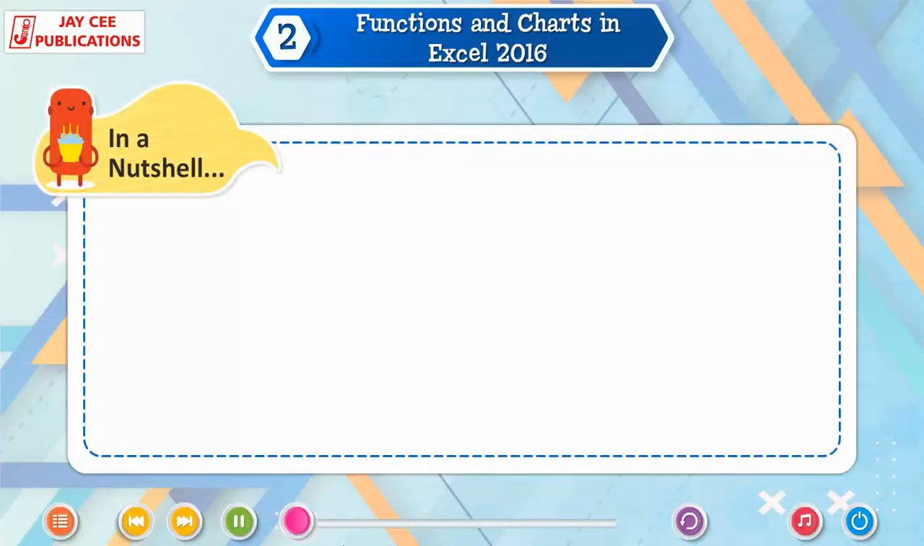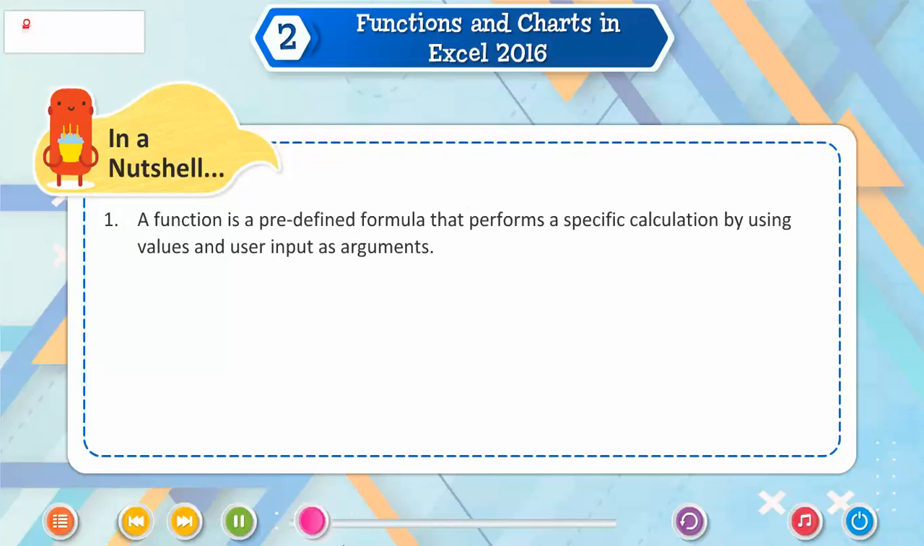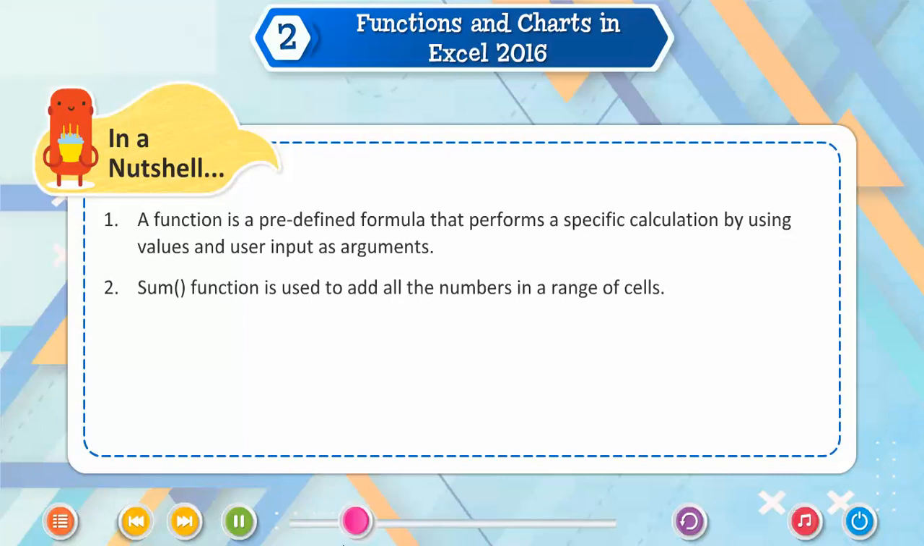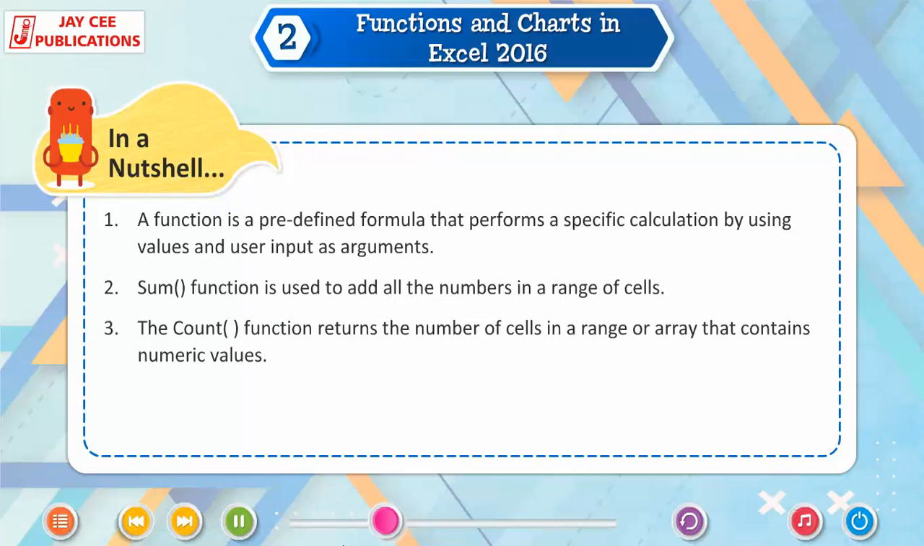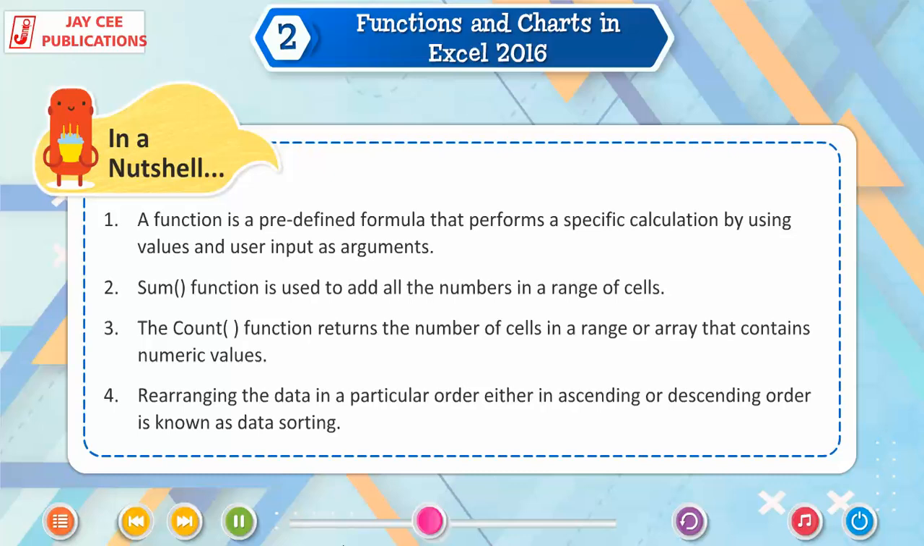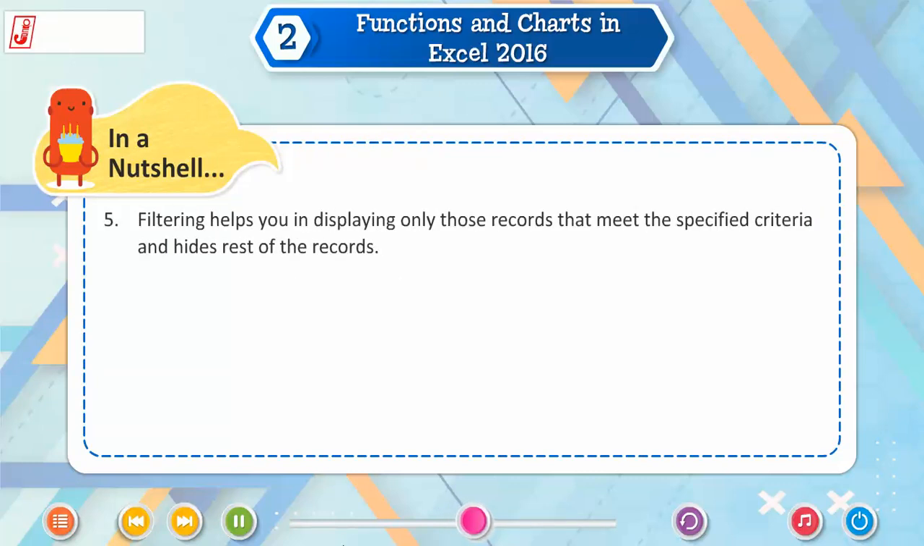In a nutshell, 1. A function is a predefined formula that performs a specific calculation by using values and user input as arguments. 2. Sum function is used to add all the numbers in a range of cells. 3. The count function returns the number of cells in a range or array that contains numeric values. 4. Rearranging the data in a particular order, either in ascending or descending order, is known as data sorting. 5. Filtering helps you in displaying only those records that meet the specified criteria and hides rest of the records.